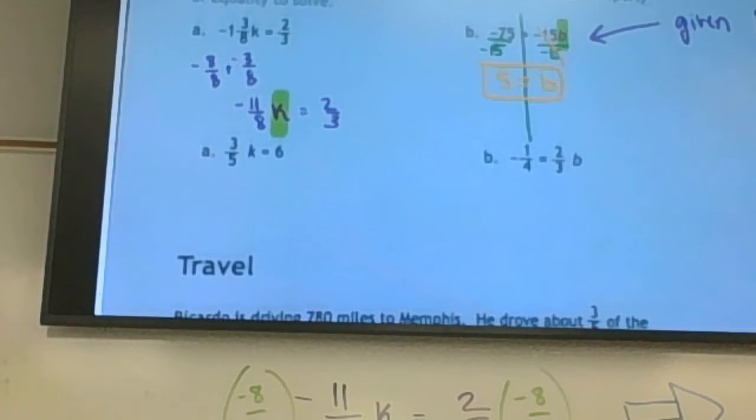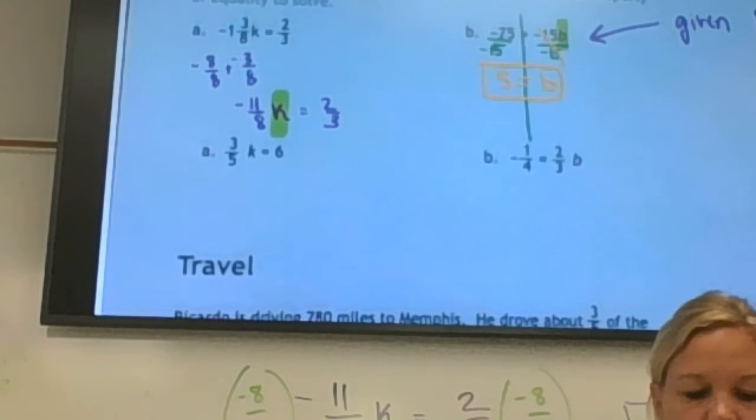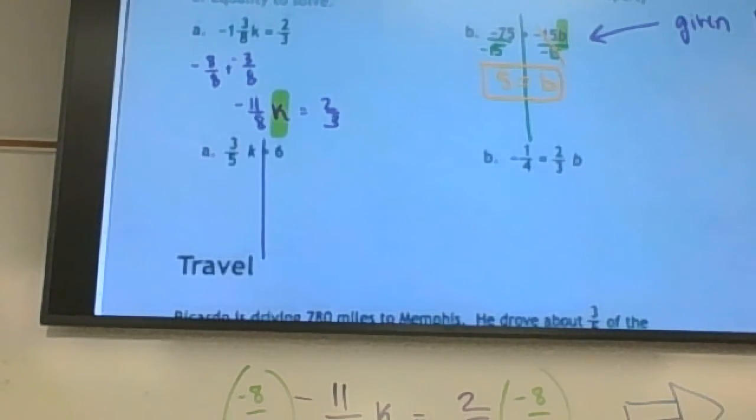All right, Joseph, what's our strategy here? How are we going to get k alone? Multiply by the reciprocal on both sides of the equal line. So the reciprocal will be 5 over 3. The fractions cancel. 6 times 5 is 30. Denominator of 3. Turns out k is 10. K is 10. That was unexpected.